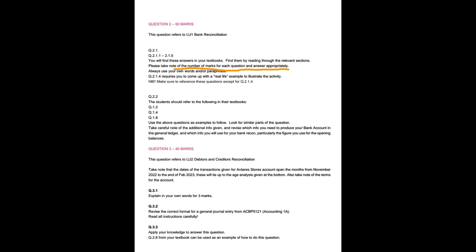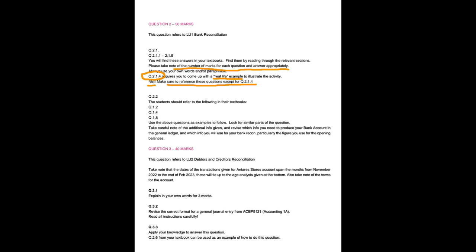Okay, so those 4, be very careful. Don't lose those 4 marks. So this one over here, I'm just highlighting that, NB. You must do real life examples. And then also here, make sure to reference these questions, excepting for question 2.1.4, because that's going to come out of your own brain and imagination. So you won't need to reference that, but the rest must be referenced.